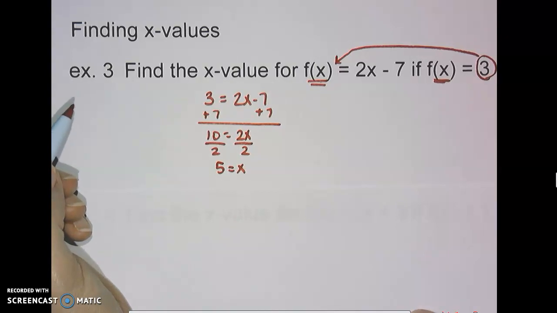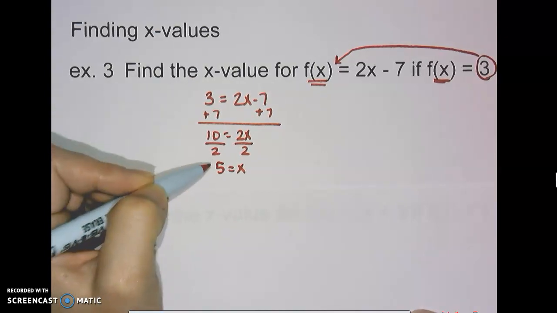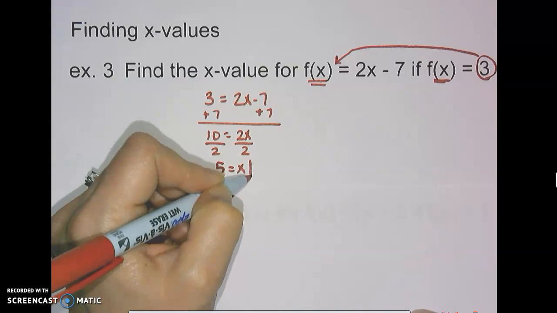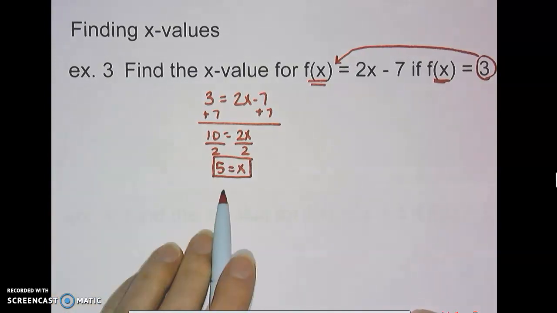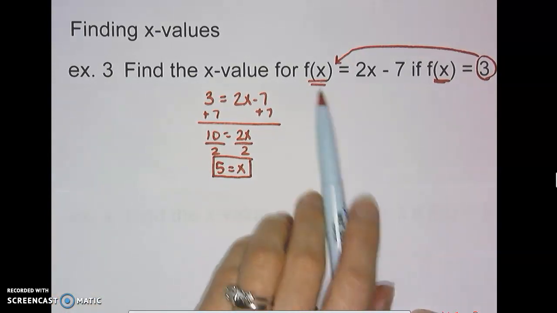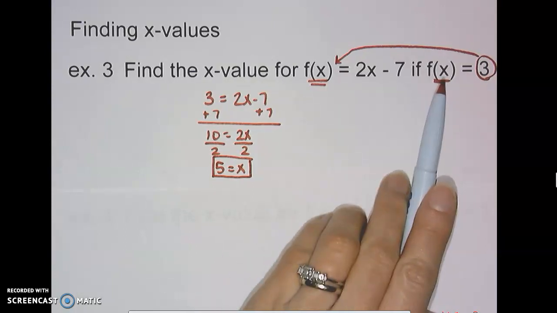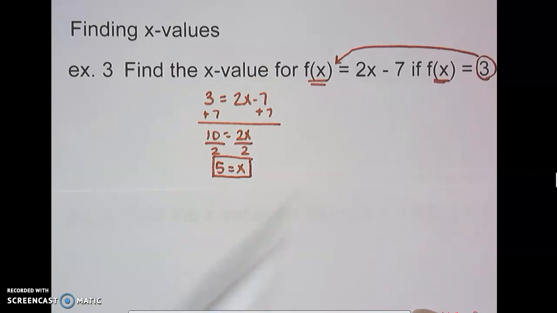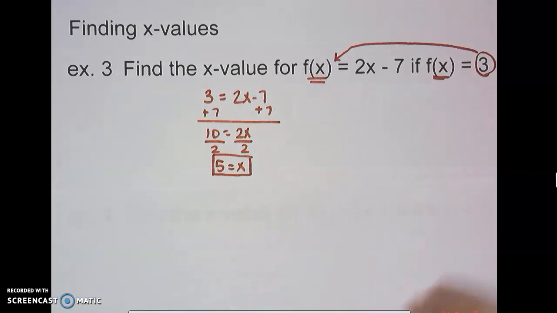And it did say find the x values. So that's what we did. We solved and we found what x equals in this. So x equals 5 is our answer. Here they told us f of x equals 2x minus 7 and f of x equals 3. So we can take that and substitute it in for that entire f of x.